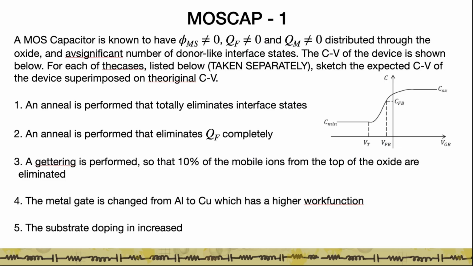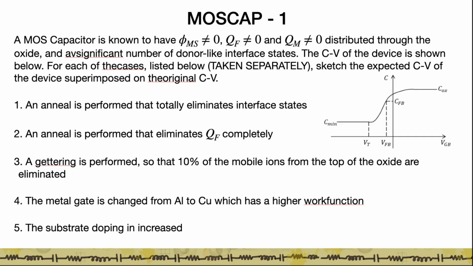A MOS capacitor is known to have a phi ms not equal to 0, QF not equal to 0, and a QM, or mobile electron charge, distributed through the oxide, and a significant number of donor-like interface states. The CV of the device is shown below. For each of the cases listed below, taken separately, sketch the expected CV of the device superimposed on the original CV. So let's start with this.